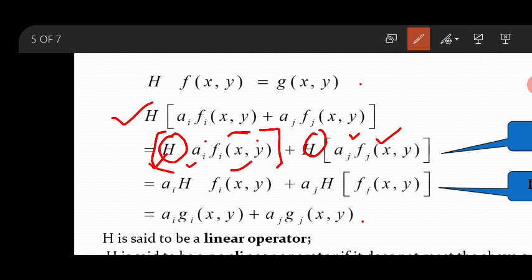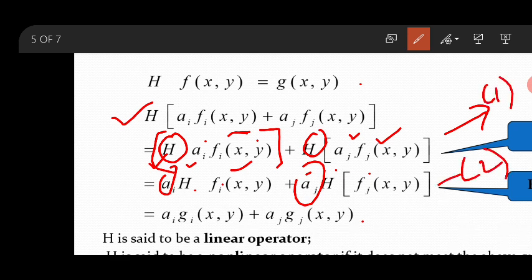Similarly, if I take the ai common and perform the H operator on fi, the H operator on fj, and after the operator you multiply with ai and aj, if the first equation and this equation are both equal, you say it is a linear function. I hope you understood that.